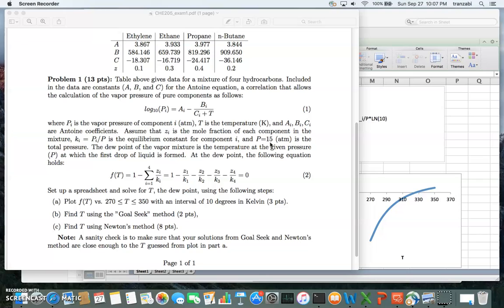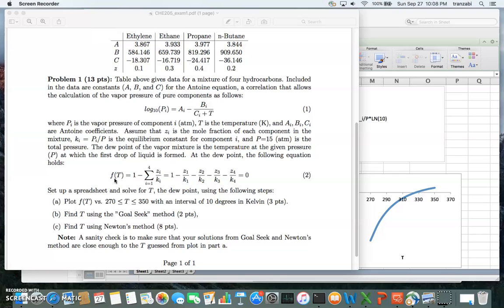Now, given Ki and Zi, where i goes from 1 to 4, we can construct this equation: 1 minus the sum of Zi over Ki. In principle, that is 1 minus Z1 over K1, minus Z2 over K2, minus Z3 over K3, minus Z4 over K4. We subtract this sum from 1, and we call it f of T. So f of T is a function of temperature. For every temperature, we can calculate the f.